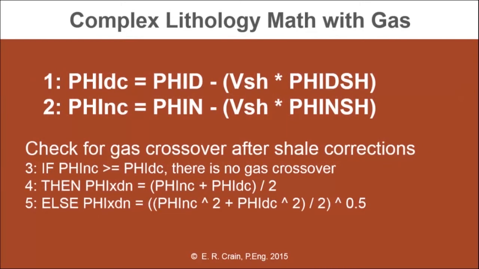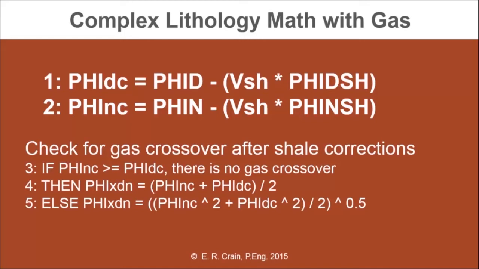First, we need to pick up our density neutron complex lithology crossplot model and add some new equations to handle the gas effect. You'll recognize equations 1 and 2. You've used them several times already. They're in your spreadsheet. These are the 2 equations that correct the density and then the neutron for the shale effect. In previous work, we took the average of these 2 numbers to be the final effective porosity.